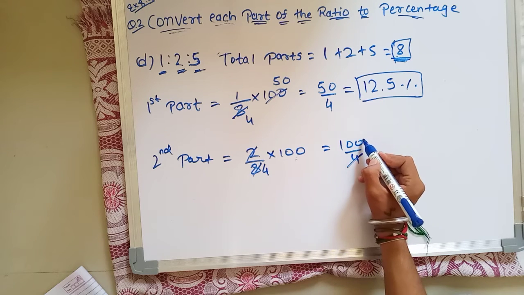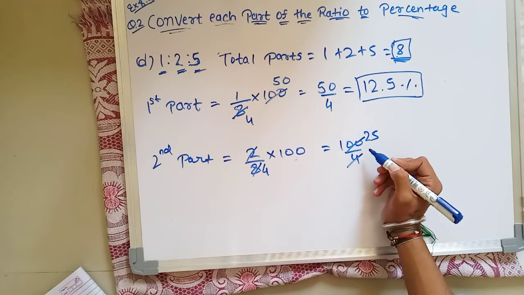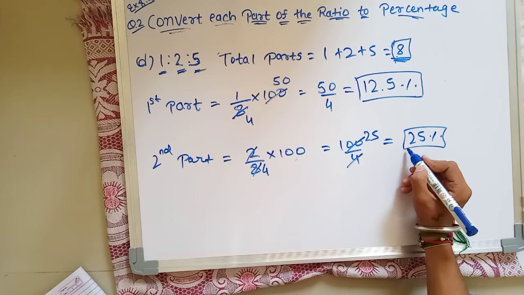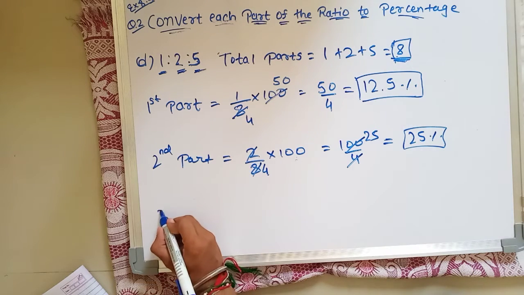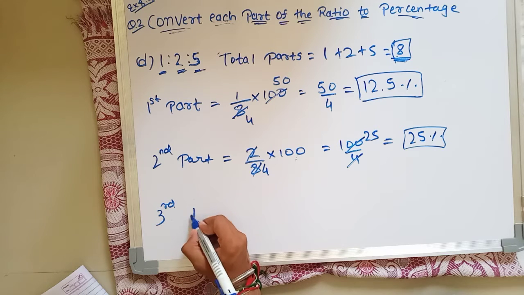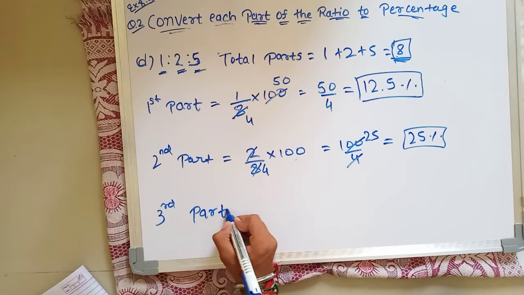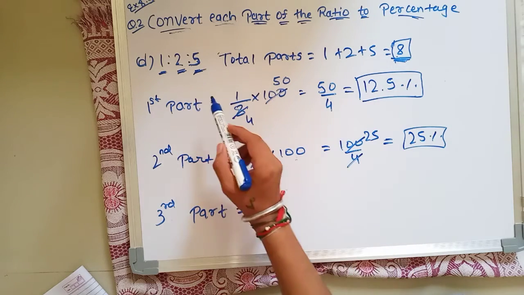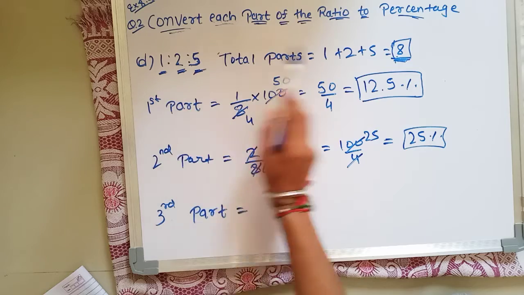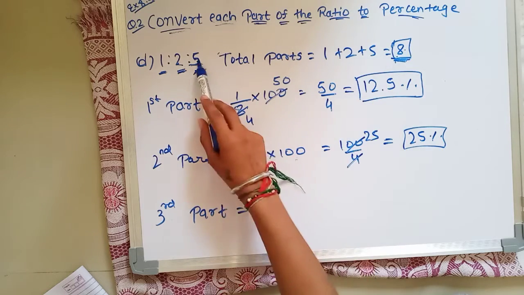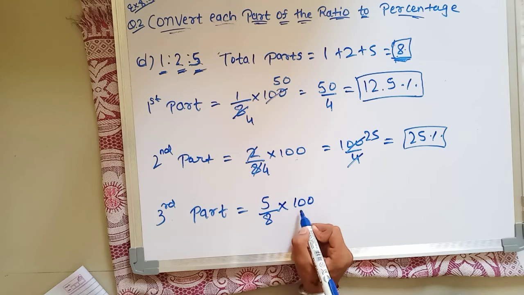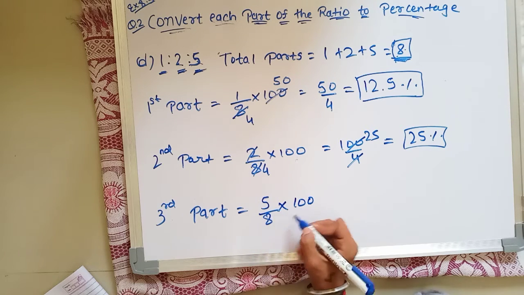So 4 25s are 100. So the answer is 25%. Okay. And we have to find the third part. Third part is equal to this divided by this. First part this divided by this, second part this divided by this, and third part 5 divided by 8. So 5 divided by 8 times 100, because we have to find the percentage, so we have to multiply this term by 100.